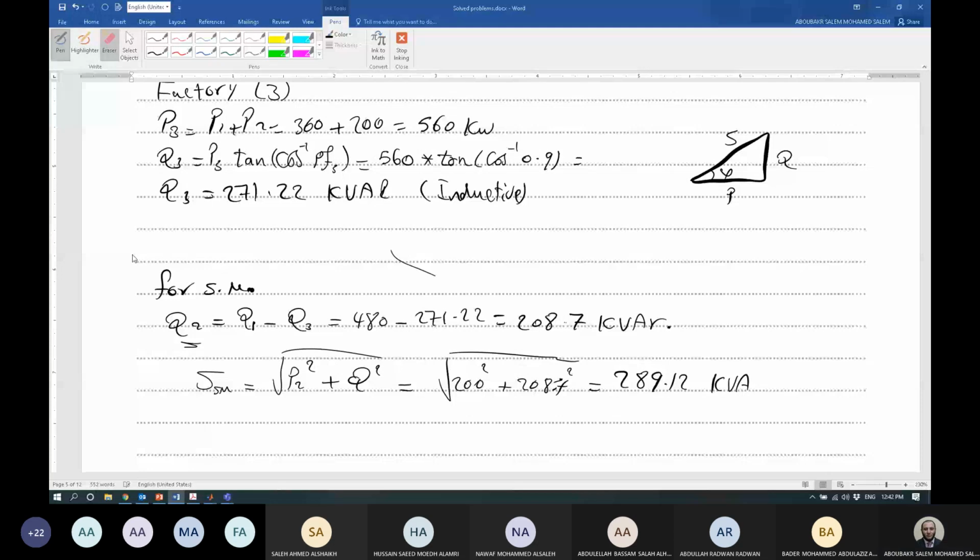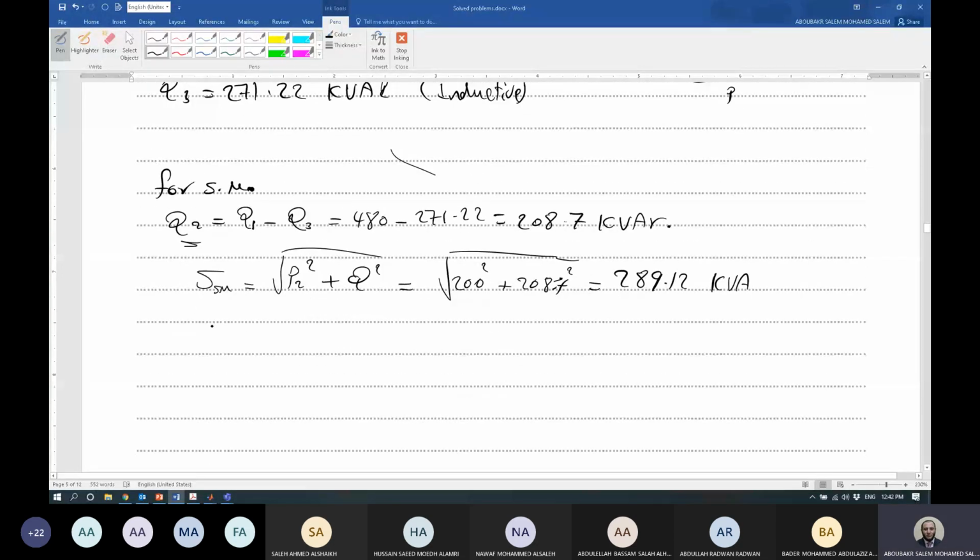Of course now we easily can calculate the power factor of our motor. Power factor 2 of the motor can be calculated as power over S. So it's 200 over this value, 289.12, which is 0.69. Of course, 0.69 here, is it lagging or leading? Lagging.